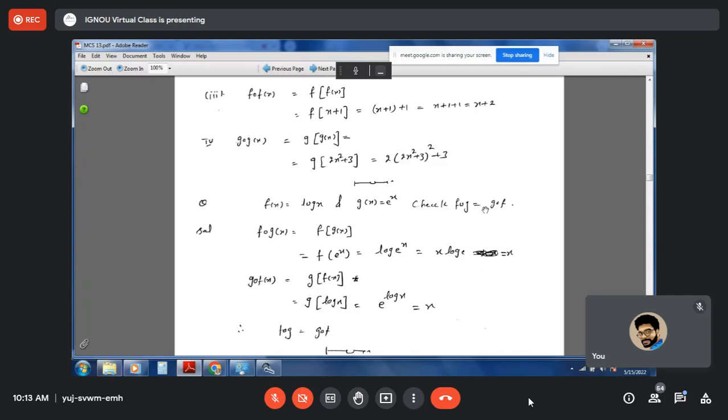Then right hand side, g composition f. Apply the definition: g(f(x)). Put the value of f(x). f(x) is log x.